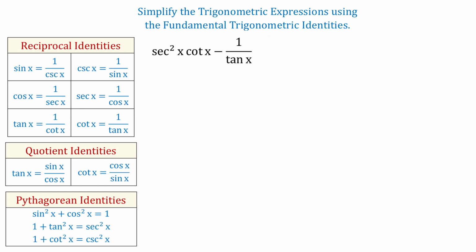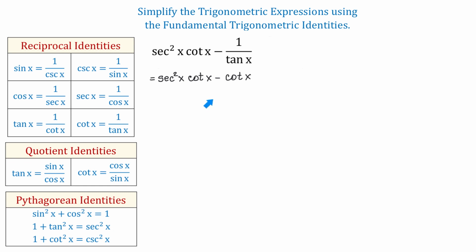This one is secant squared of x times cotangent of x minus 1 over tangent of x. Again, I will show you how to do this problem in 2 different ways, so let's start with the first one. In the first step, I will use this reciprocal identity to write 1 over tangent of x as cotangent of x. So then I will have secant squared of x times cotangent of x minus cotangent of x.